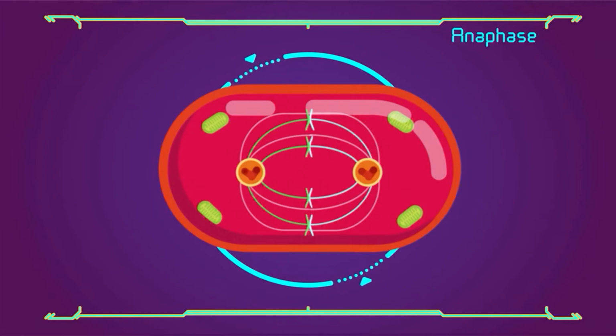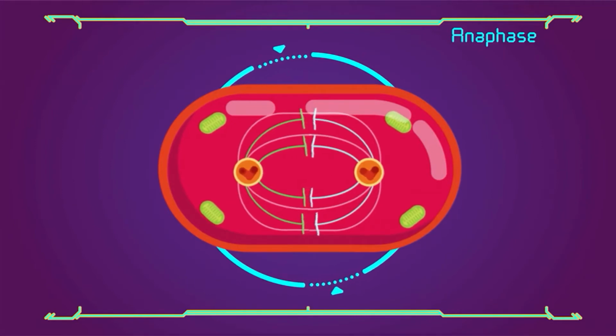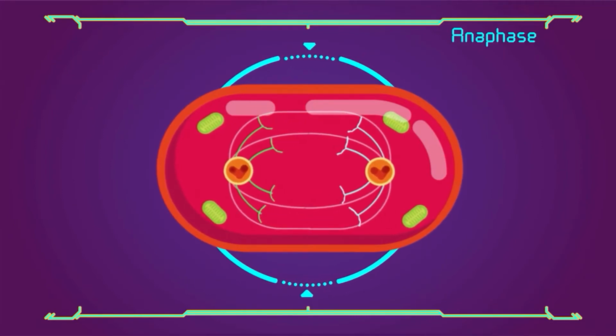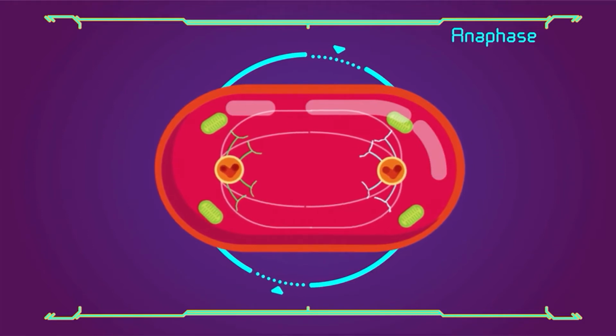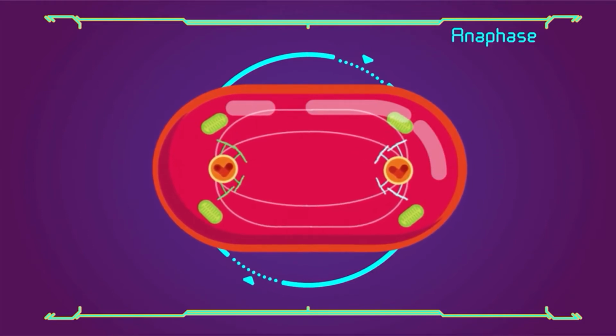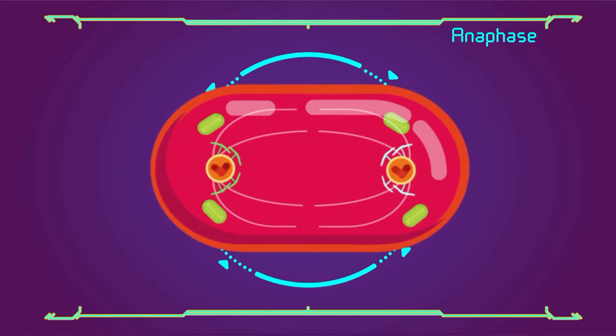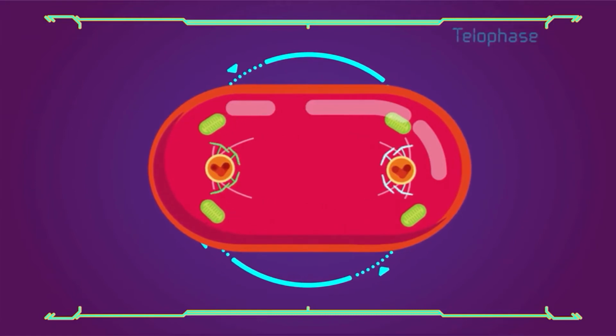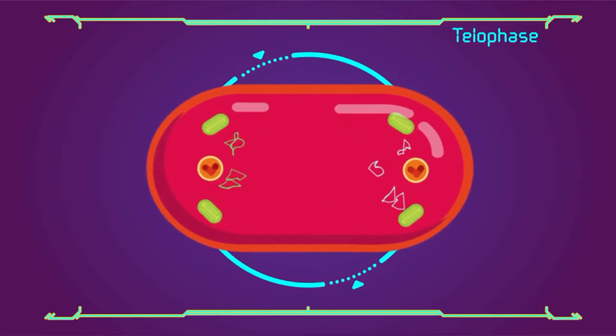Anaphase. Here we go. The separation begins. Half of the chromosomes are pulled to one side of the cell. Half go the other way. When the chromosomes get to the side of the cell, it's time to move on to telophase. Telophase. Now the division is finishing up.